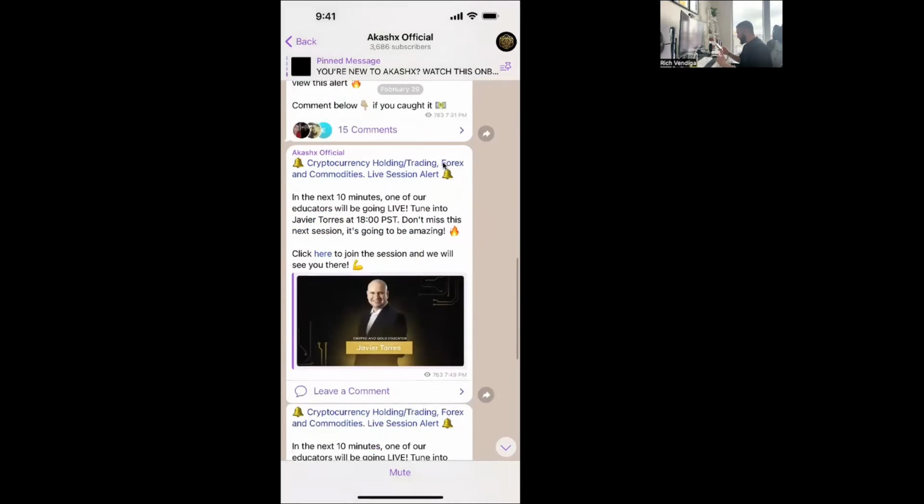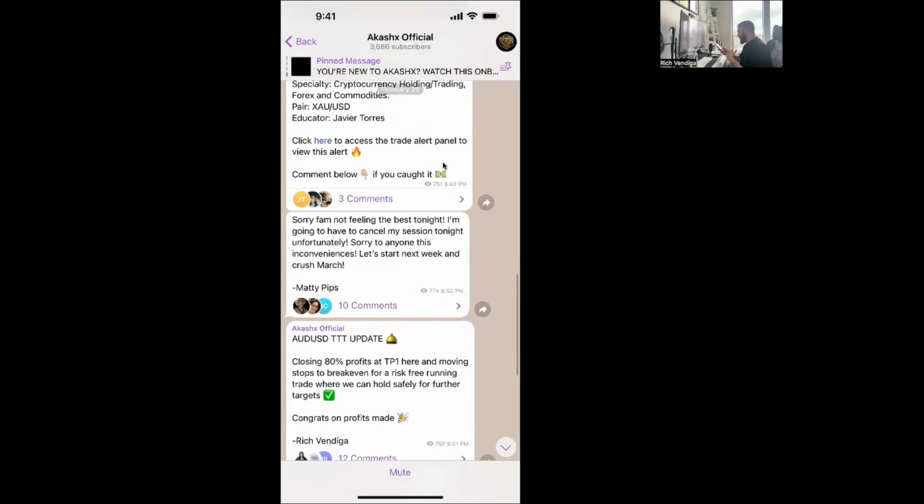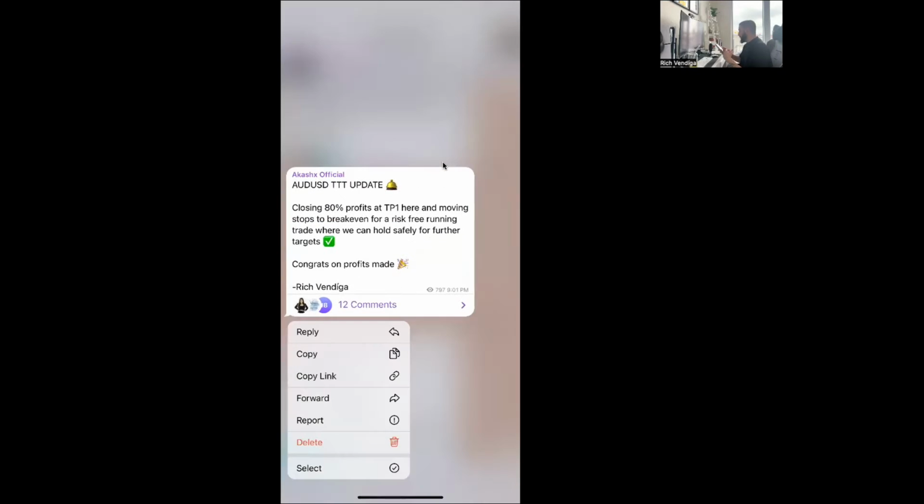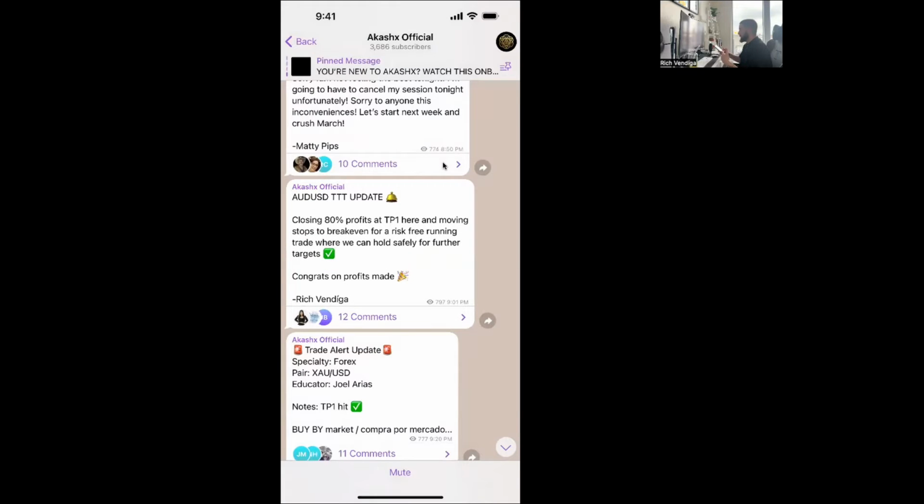And a little bit later, a couple hours later, this trade started running and we had an update. We hit our first TP1 on AUD USD. I at that point closed 80% partial profits, moved stop loss to break even, and allowed for a runner, right? So this was a win, right, for AkashX, for TTT, tap to trade. And this is what we do day in and day out.